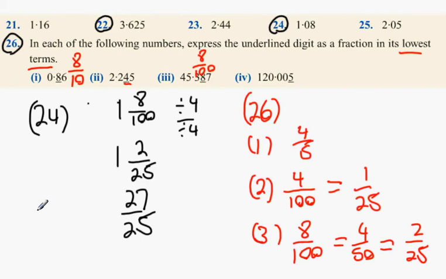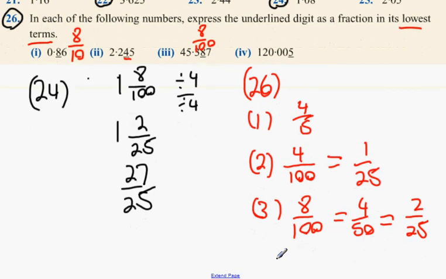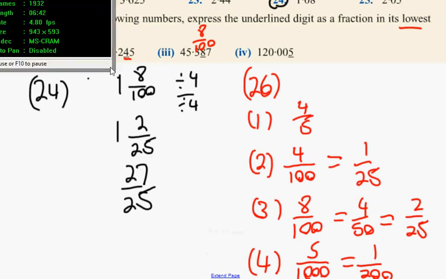Okay, Tommy, number 4. Well, the 5 is 5 over 1,000. 5 over 1,000 is correct, perfect. And what divides into the top and bottom? 5, so you get 1 over 200. Perfect, Tommy, well done. Okay guys, good job. Yes, Stephen.